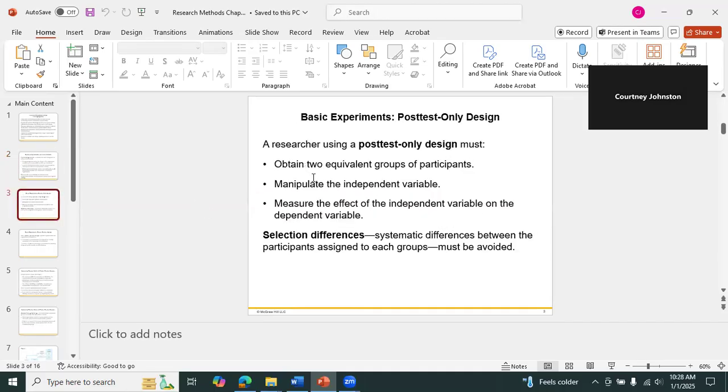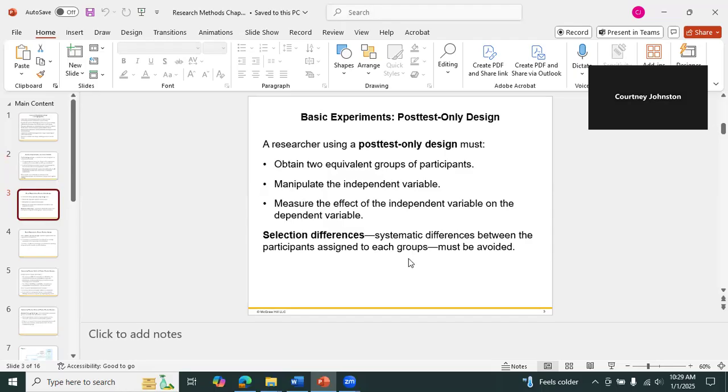So, when we're talking about experiments, there's a couple of different designs. A researcher can use a post-test only design. And so in order to use this, there needs to be two equivalent groups of participants. The independent variable is going to be manipulated, which is going to occur in all experiments. And we measure the effect of the independent variable on the dependent variable.